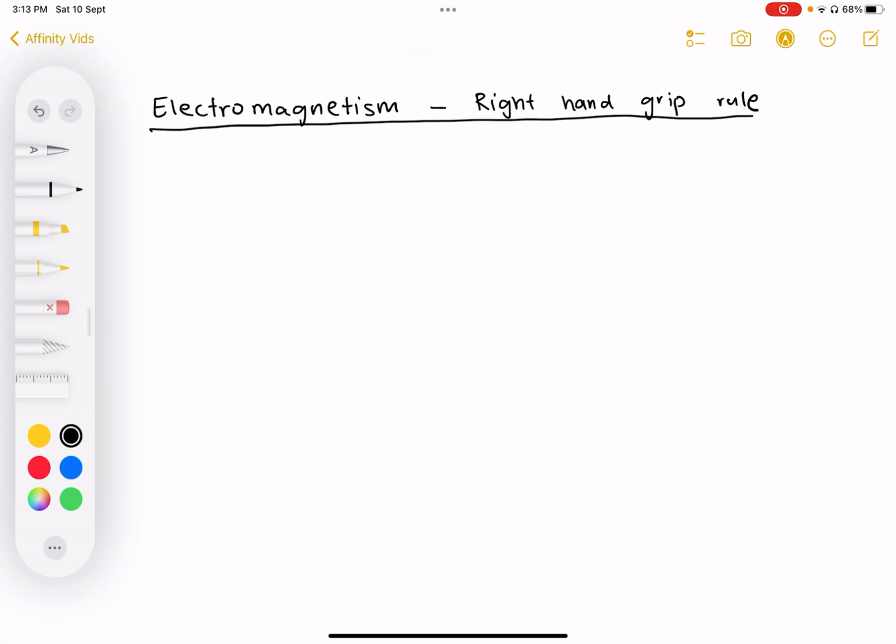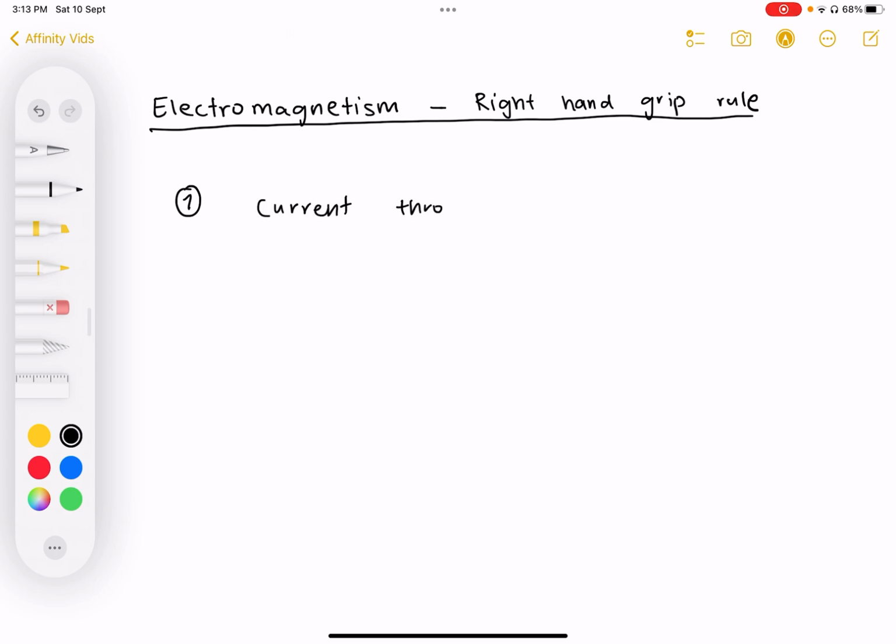Hello. So today we're going to be talking a little bit about electromagnetism and specifically how we use the right hand grip rule in this context. So we're going to start off with our first situation, which is number one. What happens when we have a current flowing through a straight conductor?